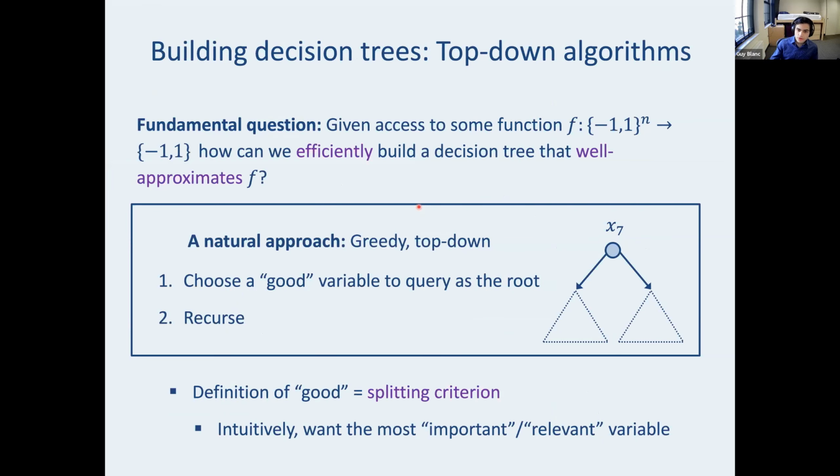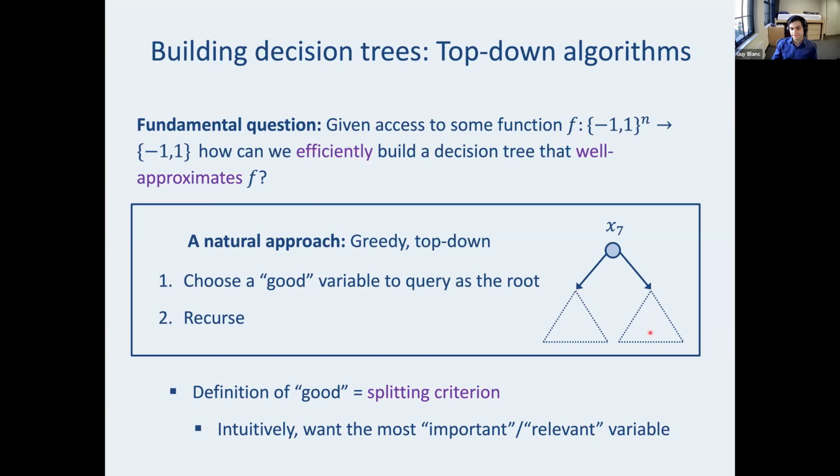Okay. So just to reiterate, the fundamental question underlying this talk is, given access to some function, can we efficiently build a decision tree that well approximates that function? And we'll be using a top-down approach. So at the beginning, we just need to decide what's a good variable to put at the root. And once we make this decision, we then naturally have two problems that are the same as we started with, right? We have some function that reaches this subtree, the original function restricted with x7 being -1. And we once again ask, okay, what's a good root here? And similarly on the right, we ask, okay, what's a good root here?